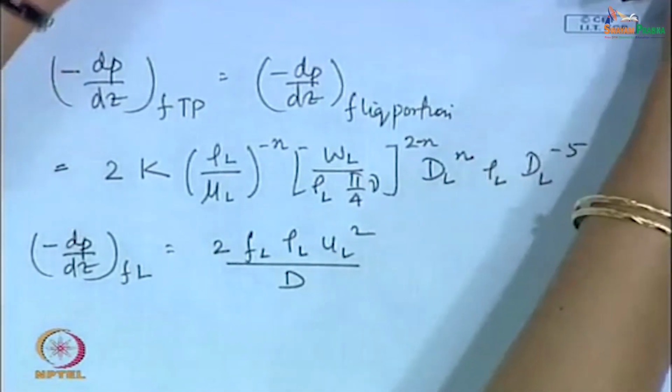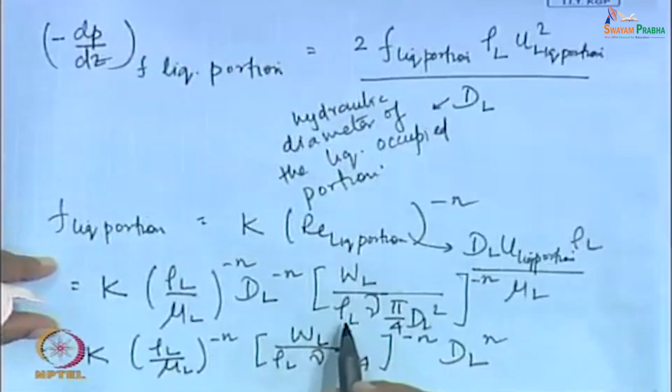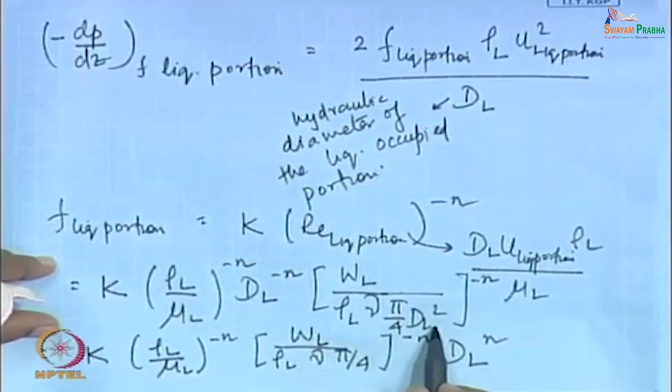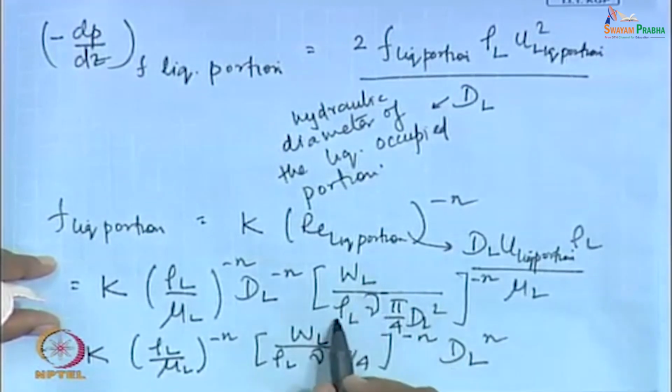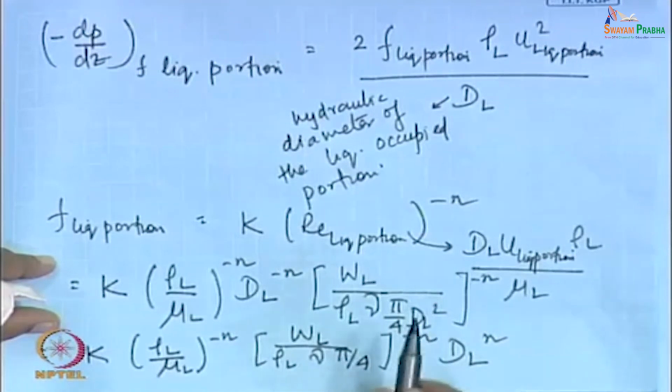Here, what was UL, the liquid portion velocity? It was WL by rho L into pi by 4 DL square, agreed. Now, it is going to be WL by rho L pi by 4 D square, when the liquid occupies the entire cross section and flows alone in the pipe. Clear to all of you? Anybody who wants me to repeat this?